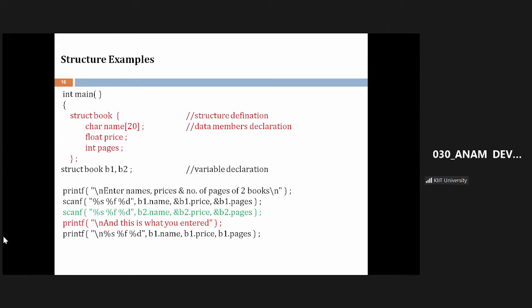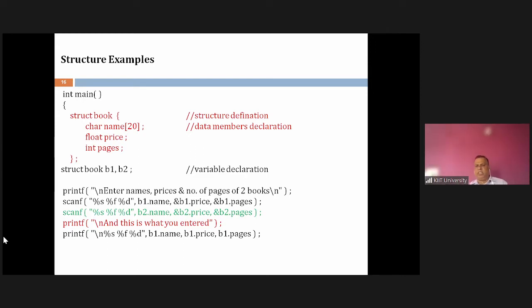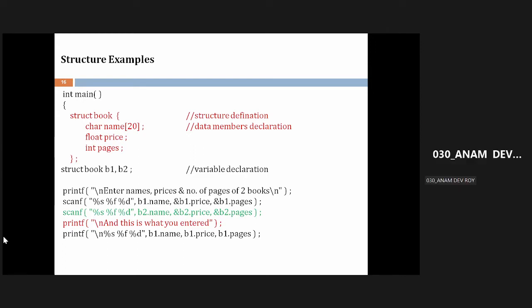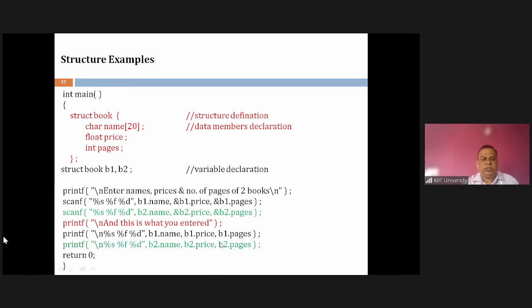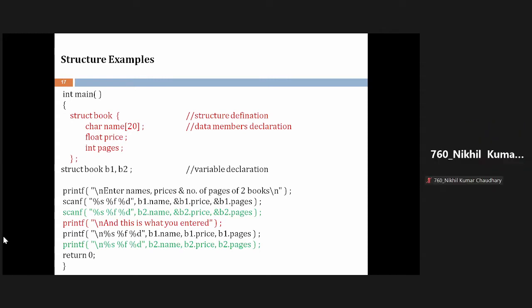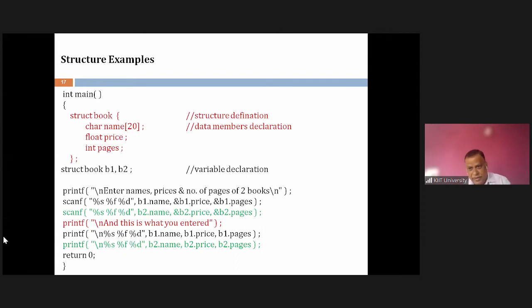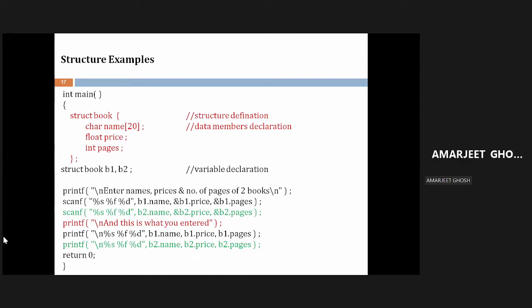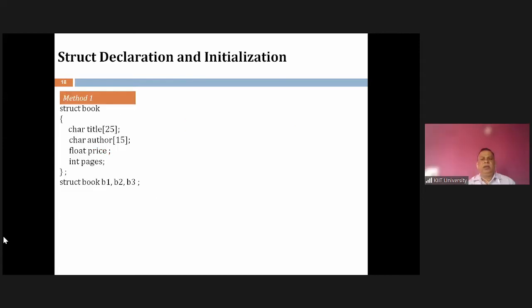I have a simple variable A. If I want to print it, I'll write printf percentage d, A, or not? Yes, sir. So that's why I wrote B1.price, B1.pages. This program is understood? Tell me yes or no. Yes, sir. So this is the first program you need to do today. Understood? Let me proceed one after another.